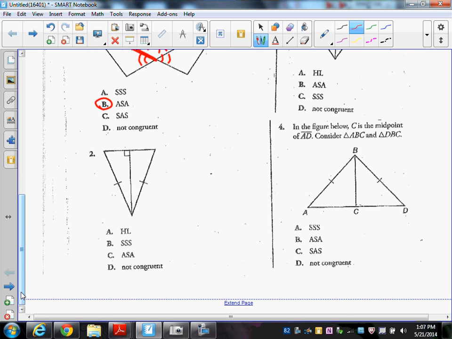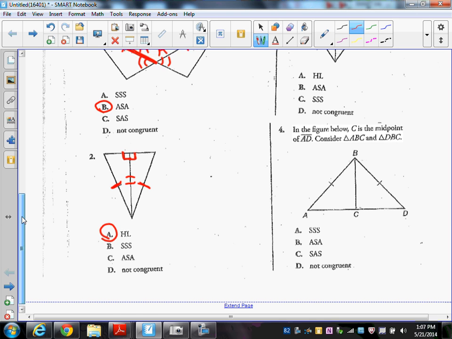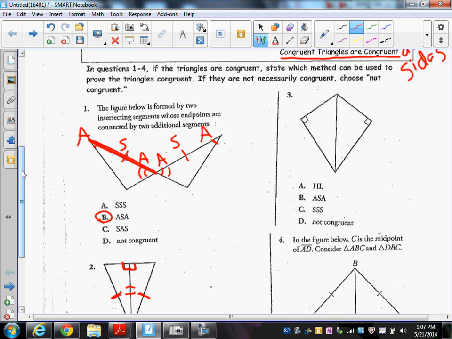For number 2, we're given a right triangle. Anytime you see a right triangle, it might be hypotenuse leg, because we have the hypotenuse of this triangle. This is also another right triangle. We have the hypotenuse. We also have one leg that's congruent, and that's the same leg. That's by the reflexive property. Anytime you have the same thing congruent to itself, it's a reflexive property. So those are congruent by hypotenuse leg.